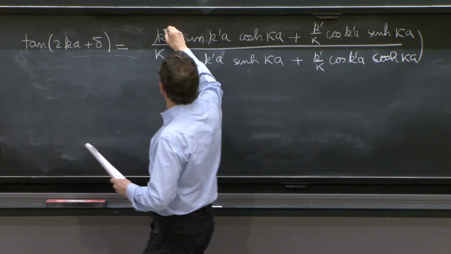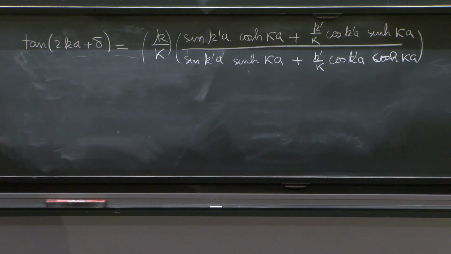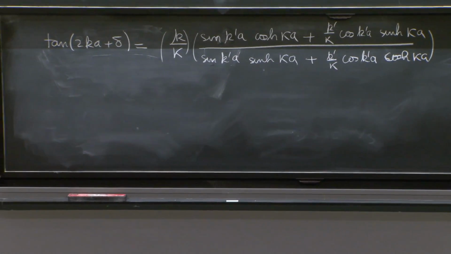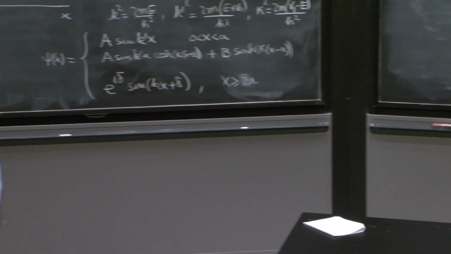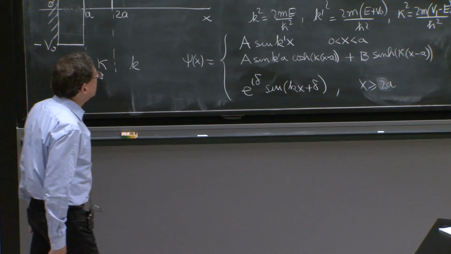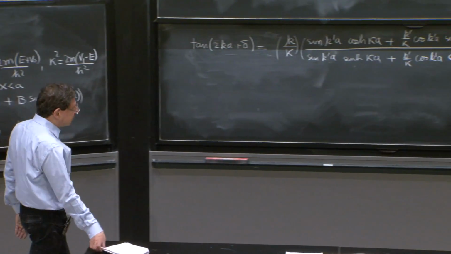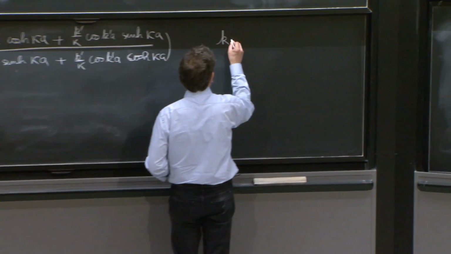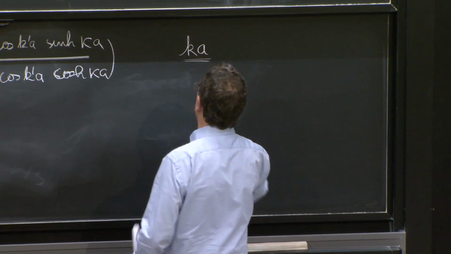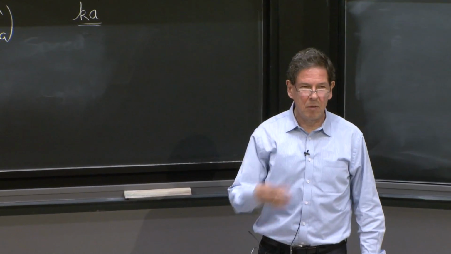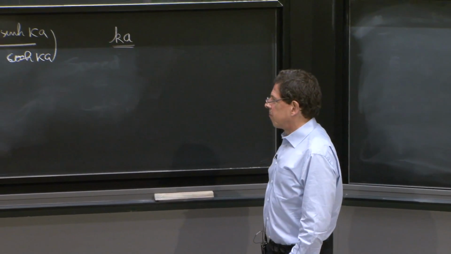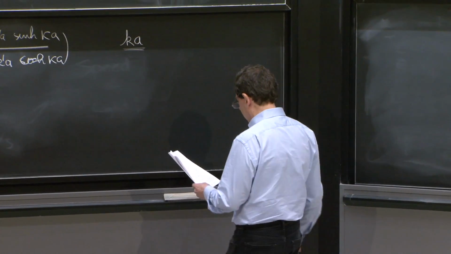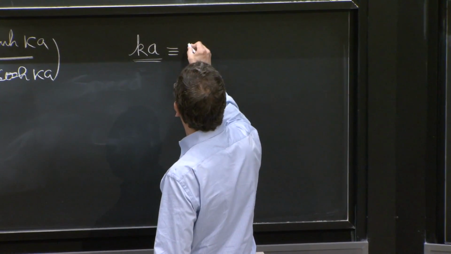So it's a well-defined expression. If you know the number kappa a, you can calculate everything. Let me just make sure you can see that. If you set, for example, ka, this is the natural variable. ka is just, the k is related to the energy directly. So ka has no units, call it u.